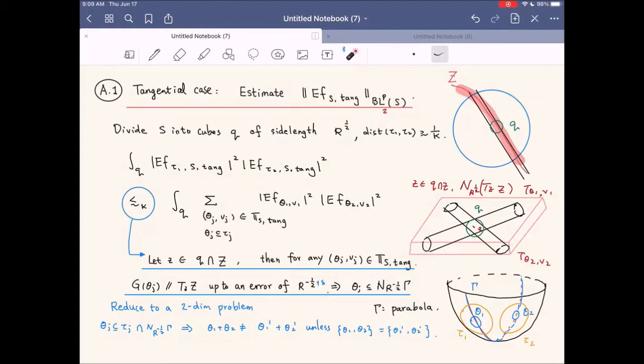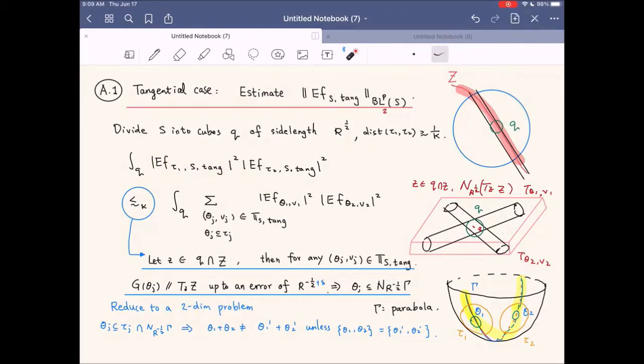If we have two caps, tau 1 and tau 2, they are transversal. And when we look into what caps will contribute to this function, it will lie inside this r to the -1 neighborhood of a line, of a parabola. So now this is reduced to a two-dimensional problem.